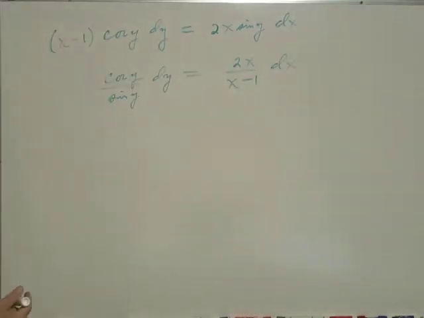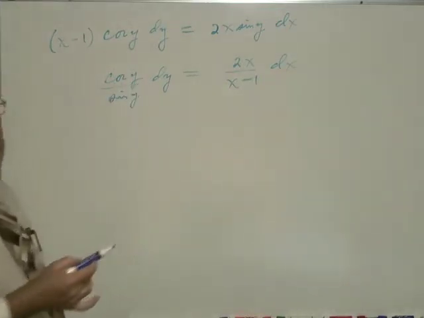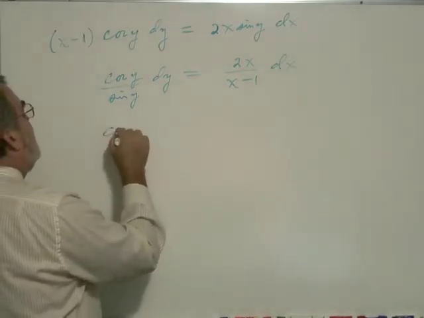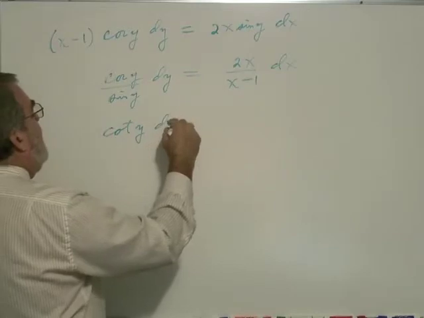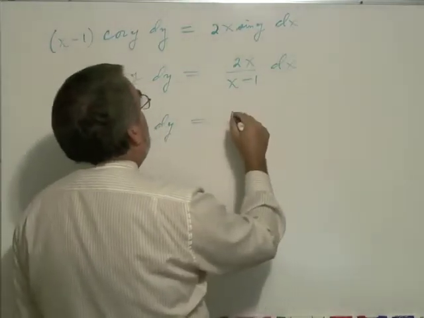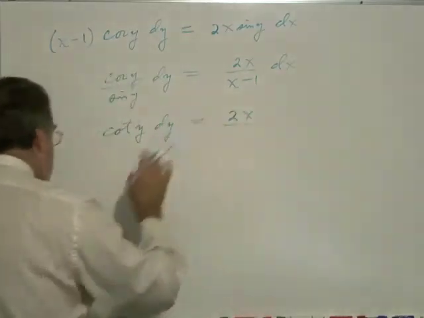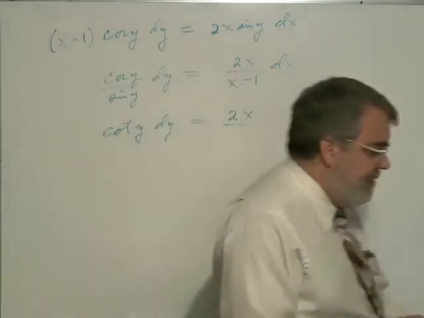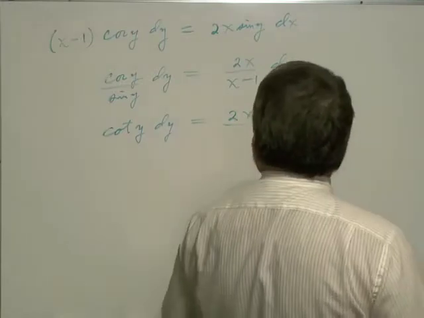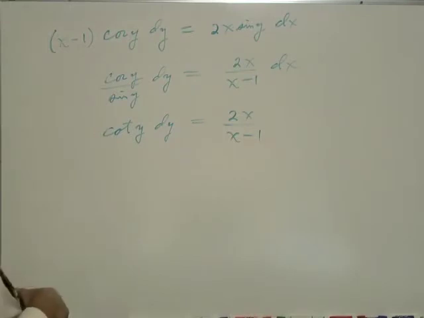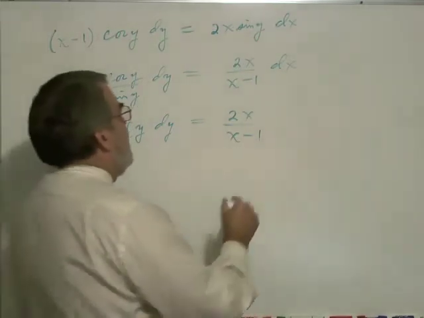Yep, that looks good. And a further finesse is that cosine over sine is the cotangent. So we have cotangent y dy is 2x over x minus 1. And I'll tell you what, let's separate that. No, we can't separate that. Never mind. Okay, 2x over x minus 1, and then dx.